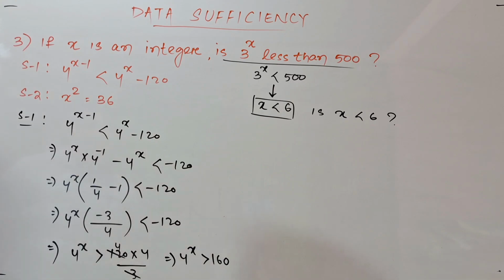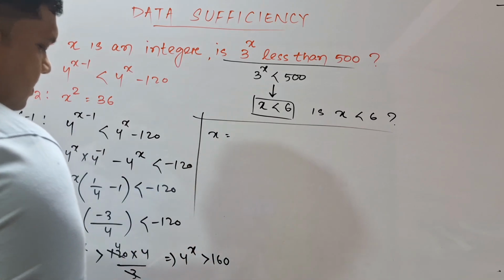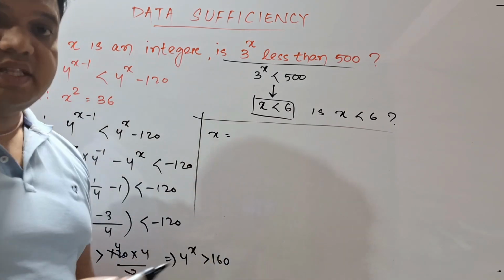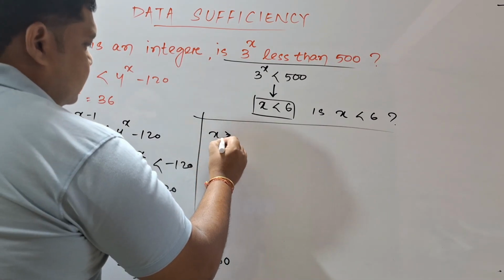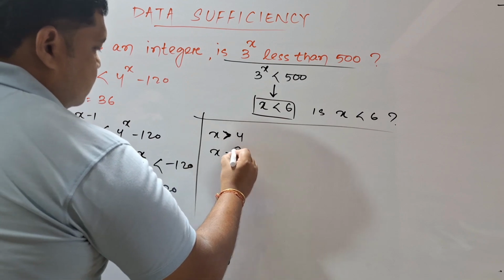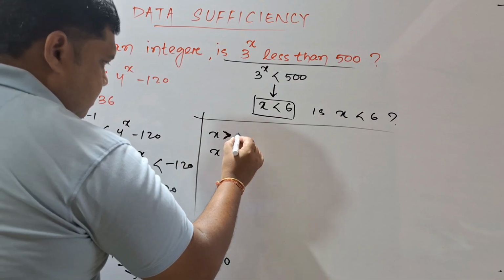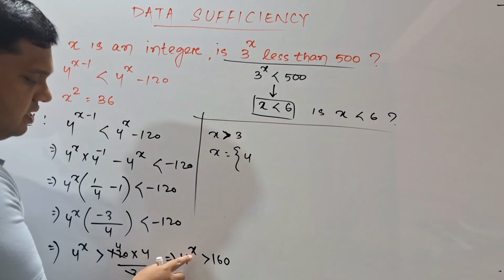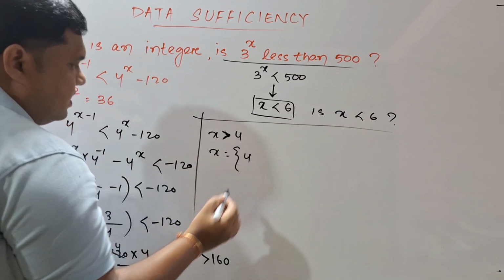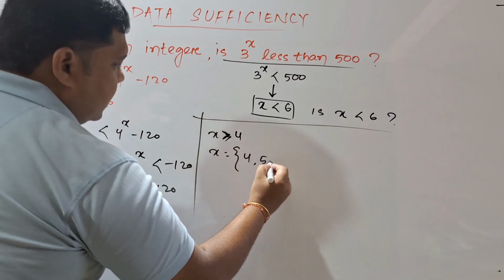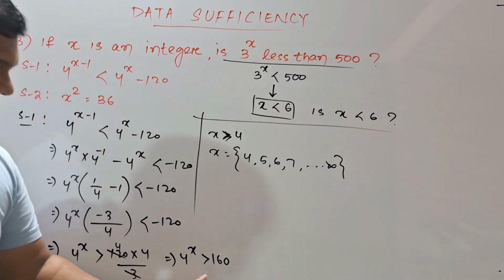Achha, if 4 to the power x is greater than 160, what are the values of x here? 4 to the power 3 is 64, then 4 to the power 4. Here x is greater than 3, because 4 to the power 3 is 64. So x is greater than or equal to 4. So this is 4, 5, 6, 7 up to infinity. Infinite values possible. Clear? 4 to the power x greater than 160.